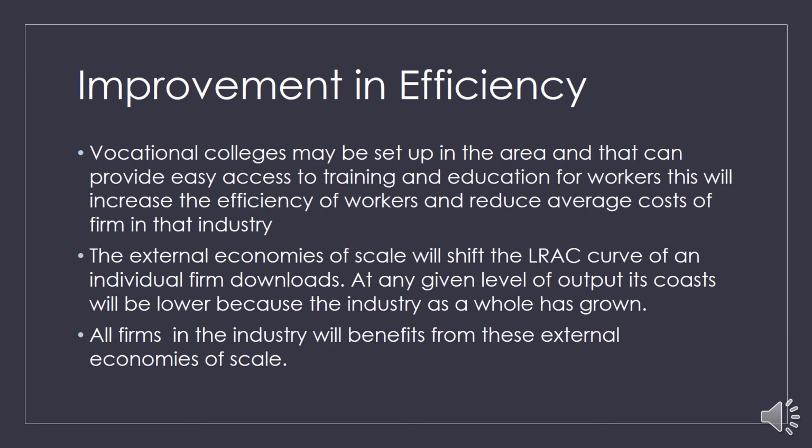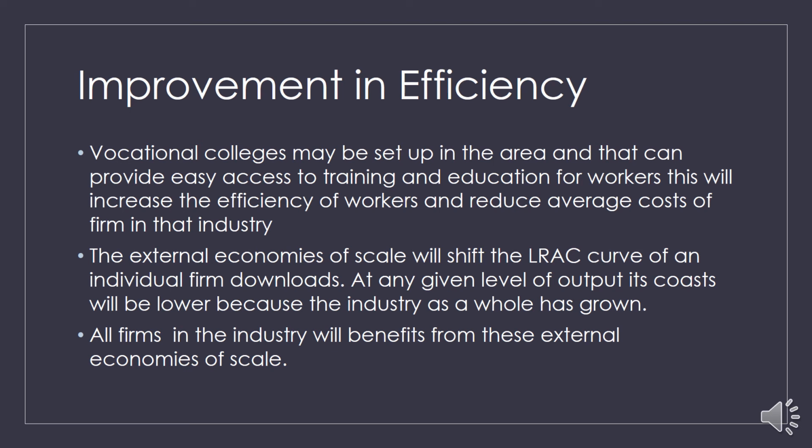Then, improvement in efficiency. Vocational colleges may be set up in the areas and can provide easy access to training and education for the workers. This will increase the efficiency of the workers, and the average cost of a firm in that industry will fall. For example, we can say that efficiency will improve. Efficiency means productivity. It is because of the improvement in the vocational colleges that will provide the training.